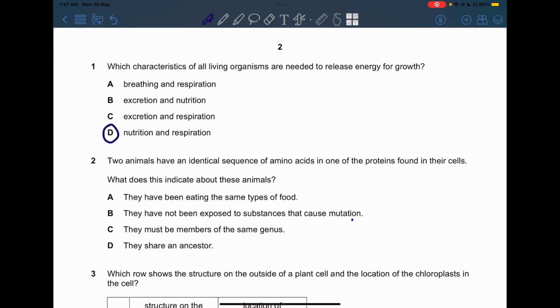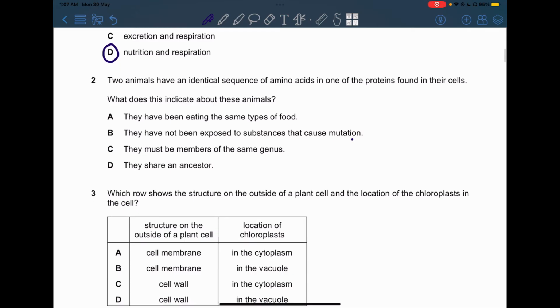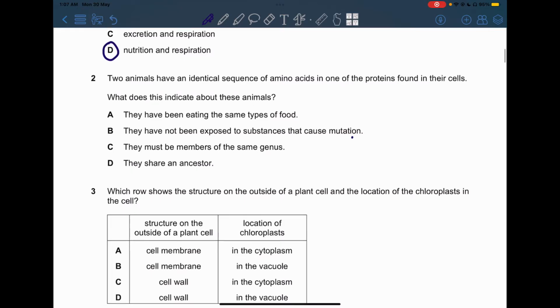Question number 2. Two animals have an identical sequence of amino acids in one of the proteins found in their cells. What does this indicate about these animals? Now, we can't say that they are eating the same types of food because food doesn't have a constant amino acid sequence, so this will not work. Now B, they have not been exposed to a substance that causes mutation. Now, even if they get a mutation, they will not be affected in the same way as the other animal. So different animals are affected in different ways. So this can't also be our answer.